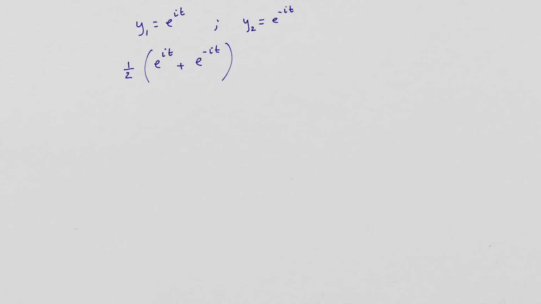I just pulled the half out, okay? So I have the right to say half e^(it), half y1 plus half y2. Now, we just learned that e to the it is cosine t plus i sine t, and e to the negative it equals cosine t minus i sine t. We just proved it, okay?